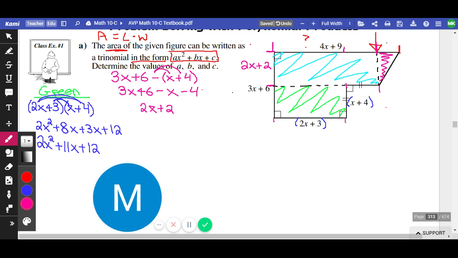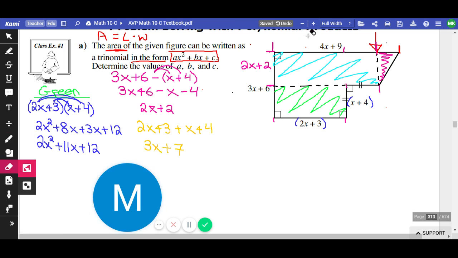To add those two, I need to change the color so it sticks out. Let's go with red. 2x plus 3, and then plus x plus 4. If you put brackets, that's fine, but when you bring a plus sign into the brackets, it doesn't do anything, so that's why I'm not putting brackets. If you add those together, it's 3x plus 7. So the question mark was 3x plus 7.